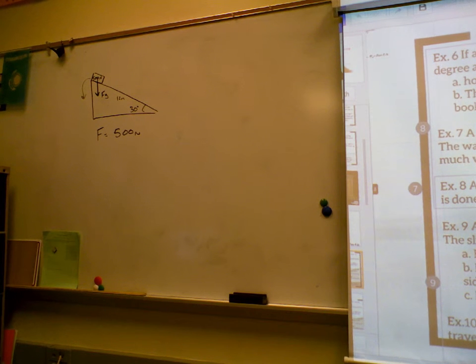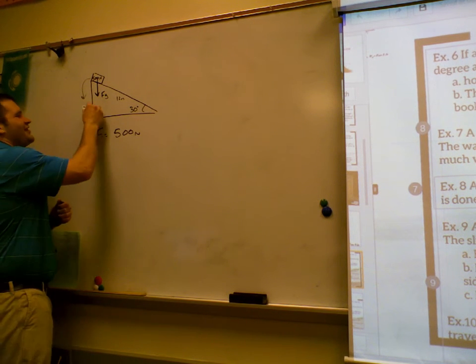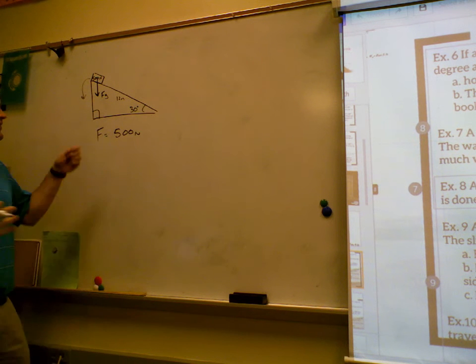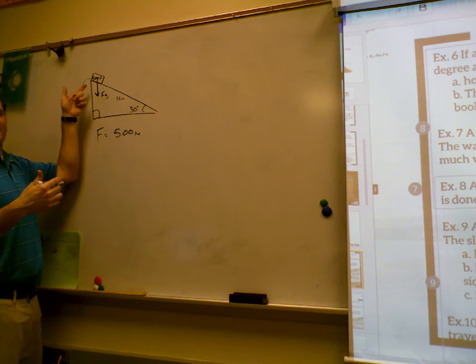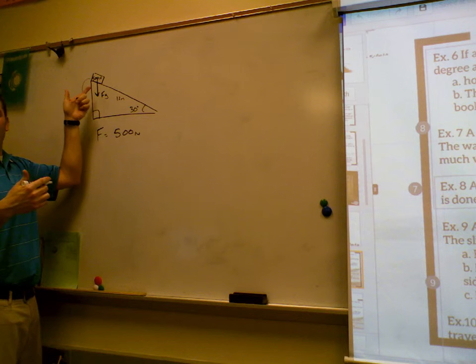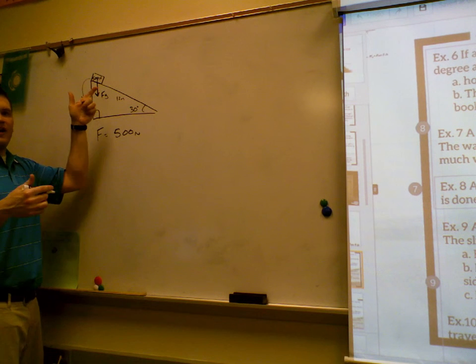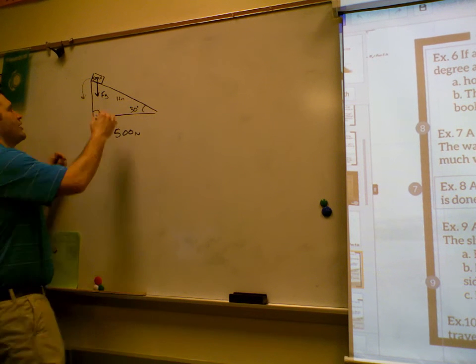90. Like that one is 90, that one is 30, and that one is 60. Good. So they add to 180, right? So this is 90, this is 30, and this is 60, because all the angles in the triangle add up to 180.